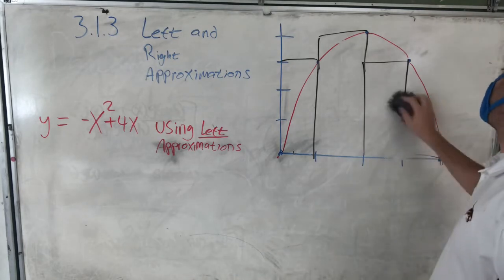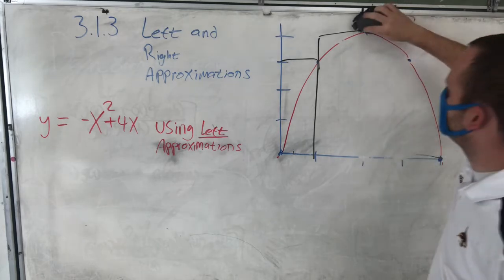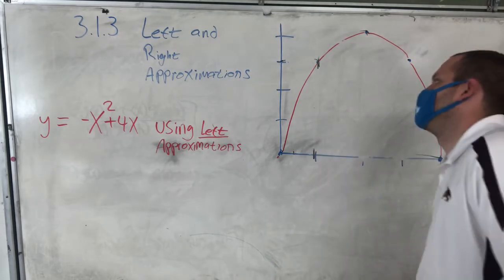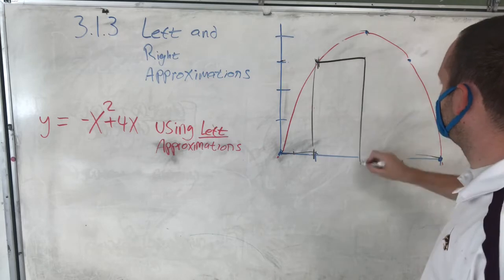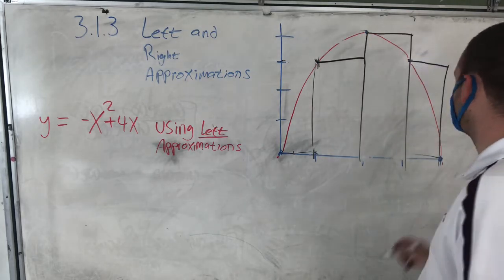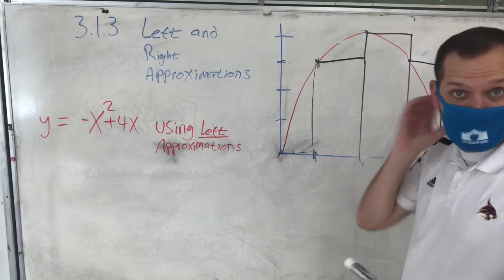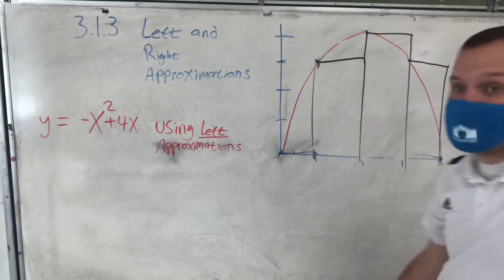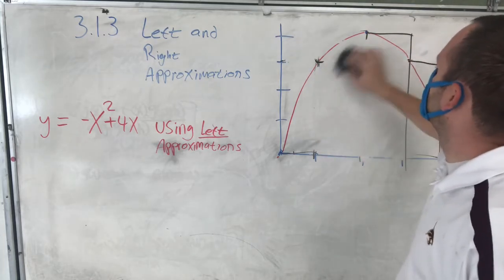Or I could go from the other side. I could do what's called a left approximation. I could go from the left side, so I'd have 0, I'd have a rectangle right there, I'd have a rectangle starting here, I'd have a rectangle starting there, okay? Again, I could figure out the areas of those rectangles, add them together, and it would be kind of close. Is it going to be the exact answer? No, but it will be pretty close.